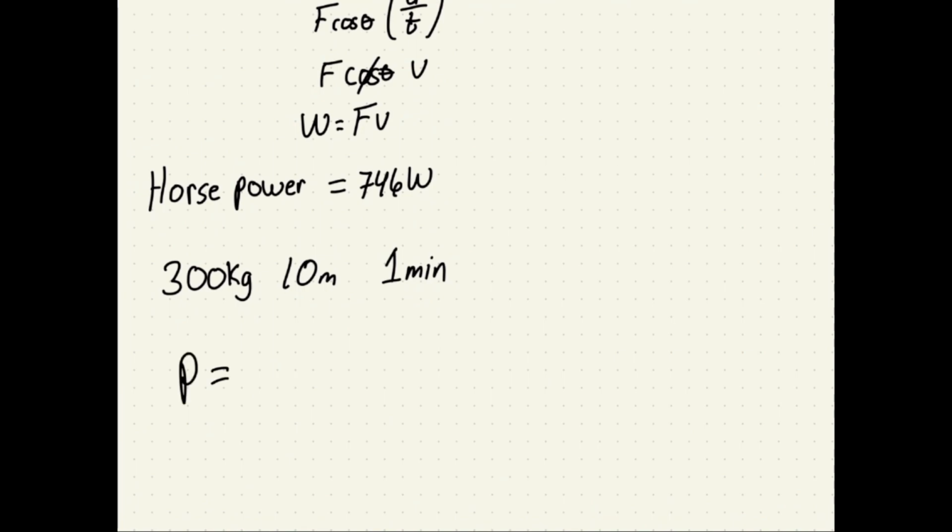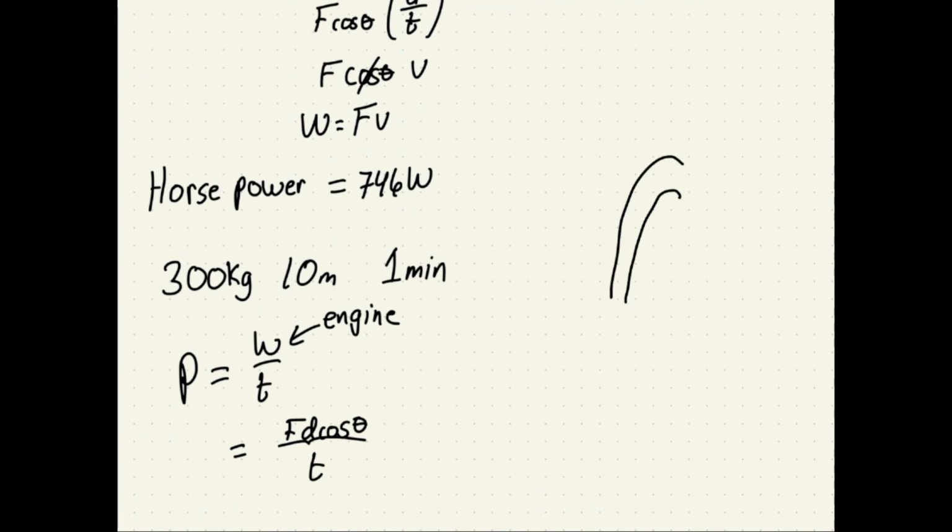So our power is equal to work over time, and that work is going to be the work done by the engine. So the engine is what's actually doing this work, and we can calculate that as force times distance times cosine theta over time. If I think about it, here's my hose, it's going to go up and out, and this distance here without the curve in it is that 10 meters.